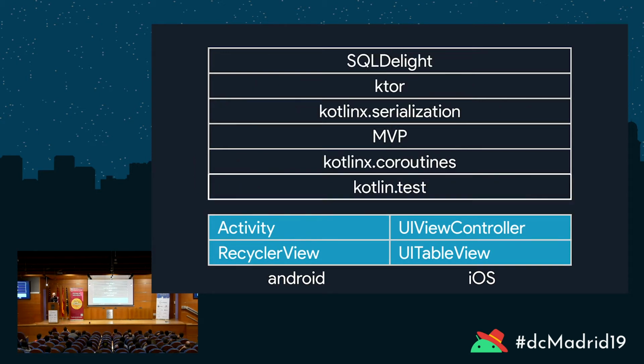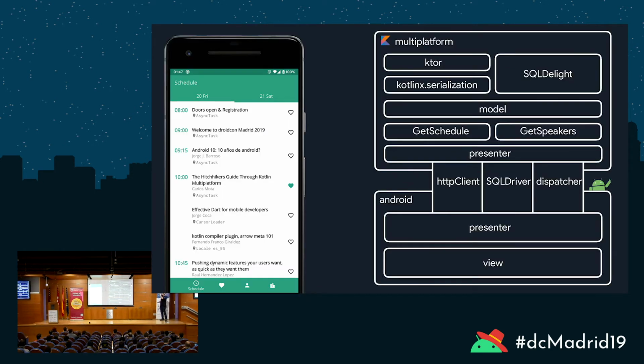If we're going to do this and share the entire logic, we can use all that multiplatform gives us and use SQLite. You can use Kotlin, and Kotlin serialization to parse the data. This depends on your architecture. I'm using MVP, I'm using coroutines, and then to test, I'm just using Kotlin test. This is basically the overview of the application.